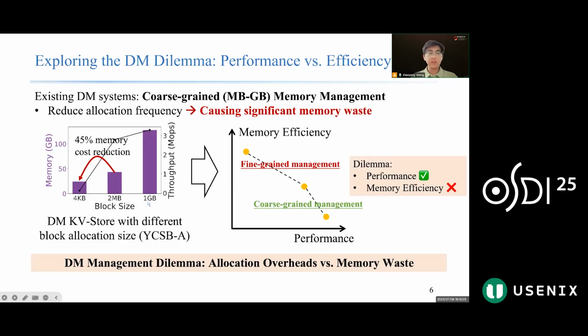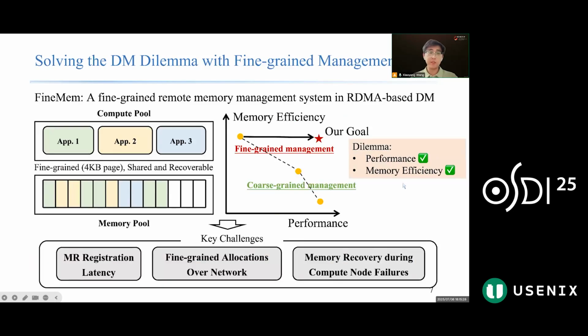As a result, RDMA-based DM systems face a key trade-off. They must either deal with high allocation overhead or accept large memory waste, with fine-grained or coarse-grained management, and the dilemma often trades memory efficiency for performance. So we tackle the question: can fine-grained memory allocation be achieved with minimal overhead? This is our goal.